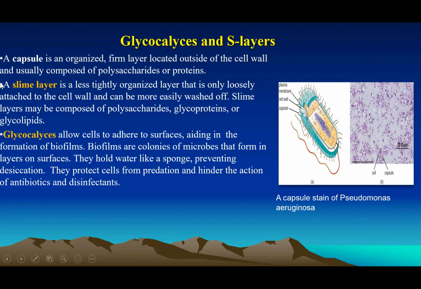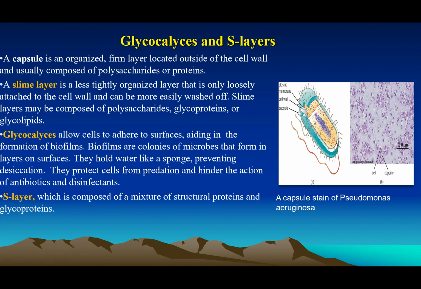The glycocalyces will allow cells to adhere to surfaces, and thereby they help to form biofilms. When you say biofilm, it is a colony of microbes that are found on surfaces. They can hold on to water like a sponge. They protect cells from predation, and they hinder the action of antibiotics and disinfectants. Whereas the S layer is composed of proteins and glycoproteins. So apart from the cell wall and other capsules, you might also see these protective layers.